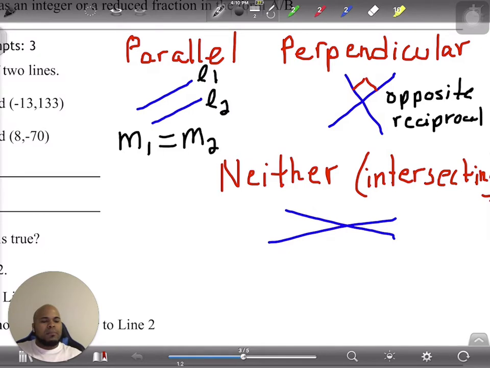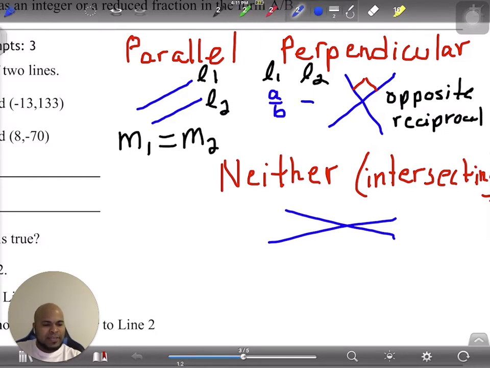All right. Opposite reciprocal slope. Opposite reciprocal slope. What does that mean? What it means is that if line 1 has a slope of A over B, then line 2 will be the opposite of that. So if it's positive, then it's going to be a negative slope.